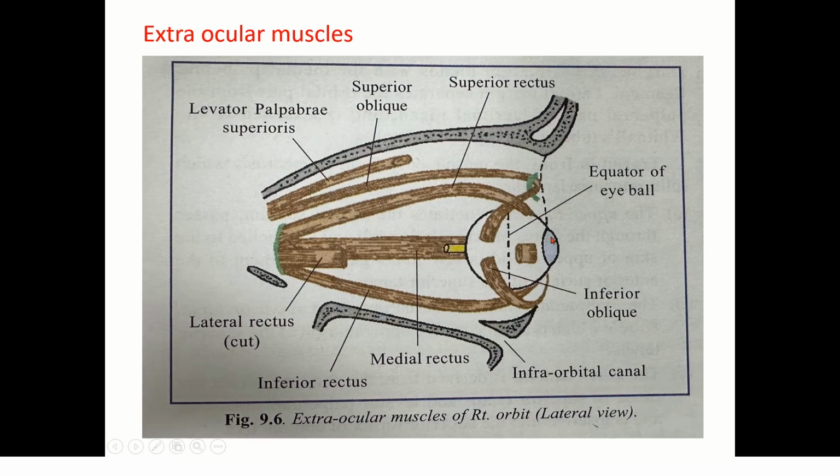So in this session, we'll deal with the extraocular muscles. There are a total of 10 extraocular muscles. Out of that, 7 are voluntary and 3 are involuntary. The 7 voluntary extraocular muscles are here.